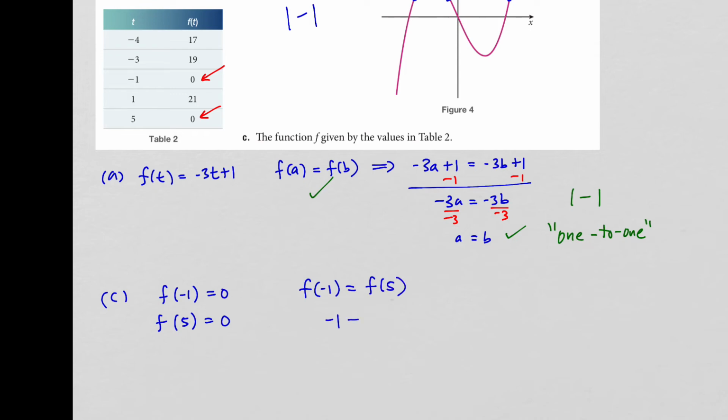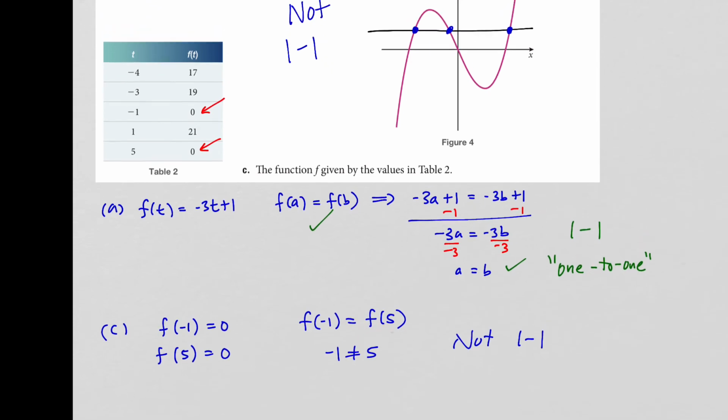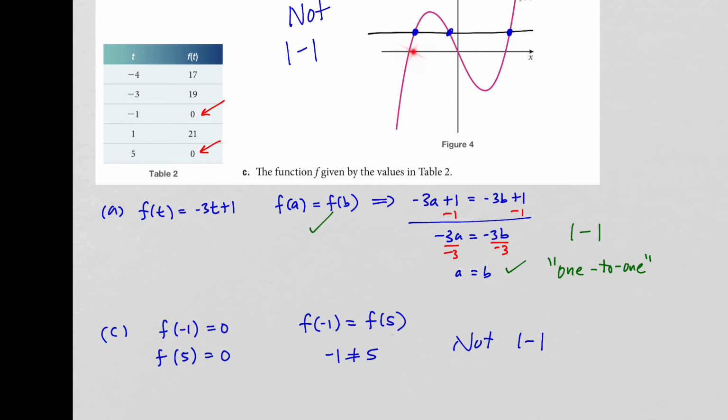However, negative 1 is not equal to 5. Therefore, this function is not one-to-one, right? Because the basic idea is that you have two different x values that give you the same y value. And that means if you were to graph this function, those two different x values would give you the same y value, which means a horizontal line would hit the graph more than once.